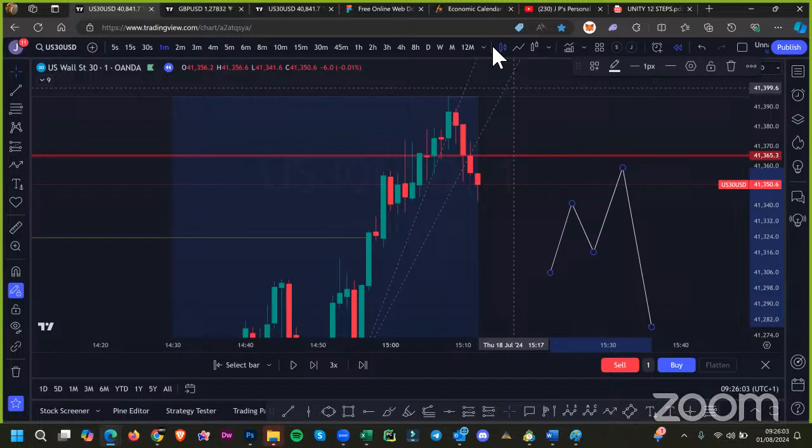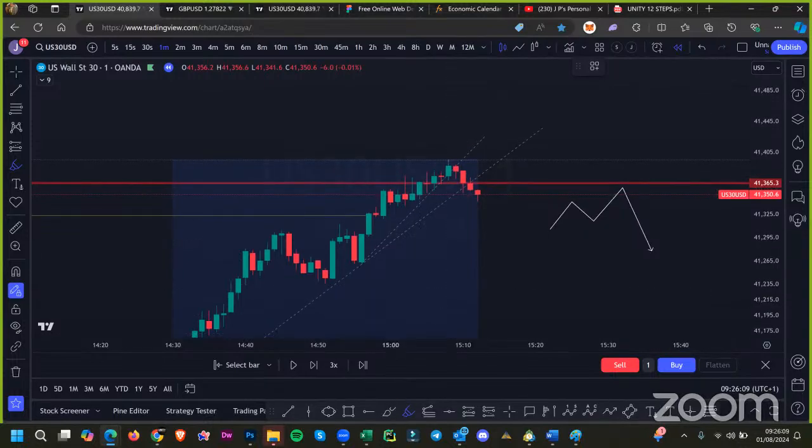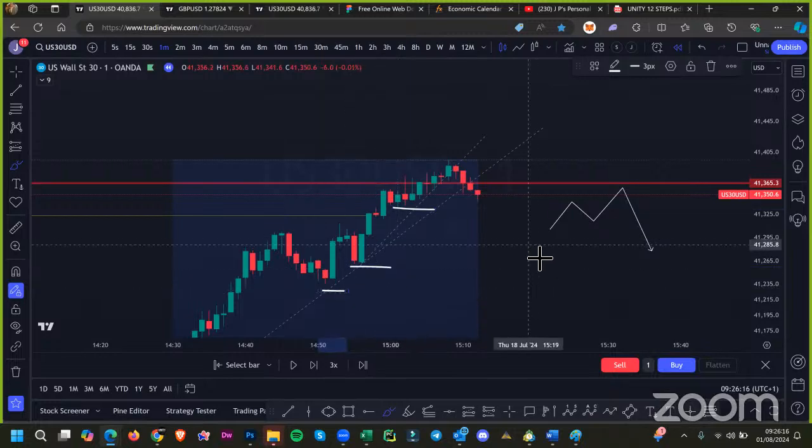I'm looking at previous structure on this smaller time frame. It's kind of ugly, but we're sitting maybe around here. Yeah, it's not great. It's a little bit frothy. Let's see what happens.